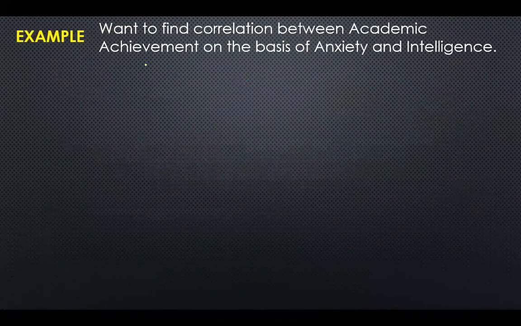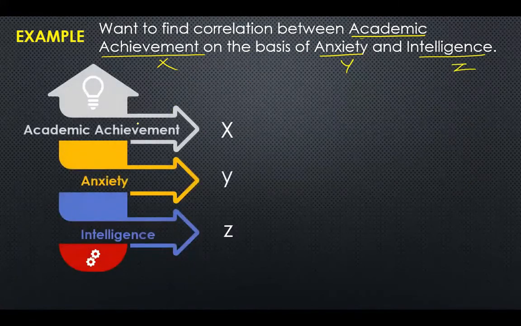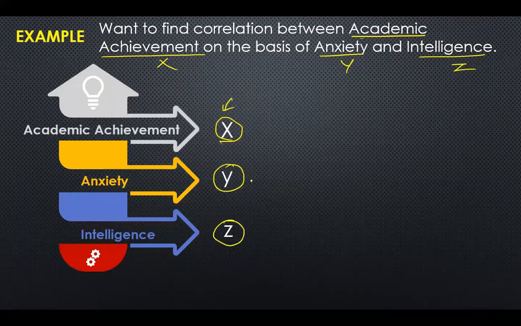Now we want to find the correlation between three variables. The first variable is the academic achievement of a student, based on anxiety and intelligence. I'll call this X, this Y, and this Z. So there are three variables here. The first variable is academic achievement. I want to find the correlation of X based only on the other two. That is my work here.